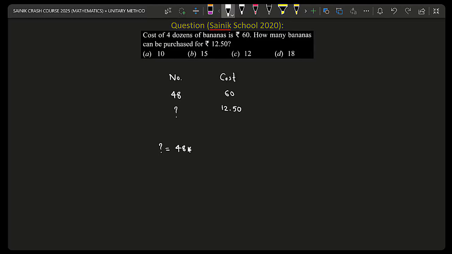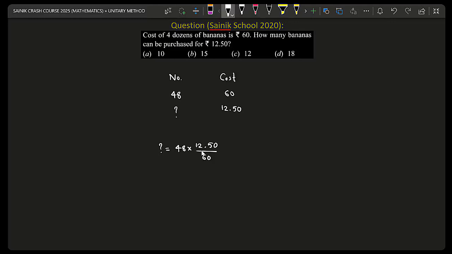Now use your common sense and tell me, Manaswini. For 60 rupees, you're getting 48 bananas. For 12 rupees 50 paise, you'll get more bananas or less bananas? Sir, less bananas. Less bananas means what is the direct formula, right? Less by more or more by less. Sir, less by more. So I can write 12.50 divided by 60, isn't it? Yes, sir. Now, can you help me in doing cuttings?